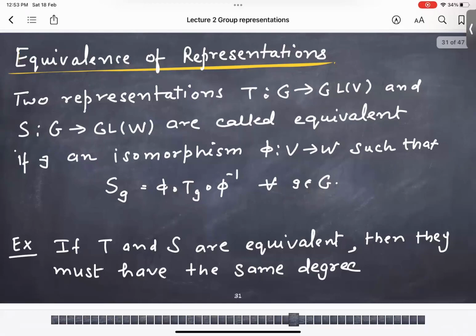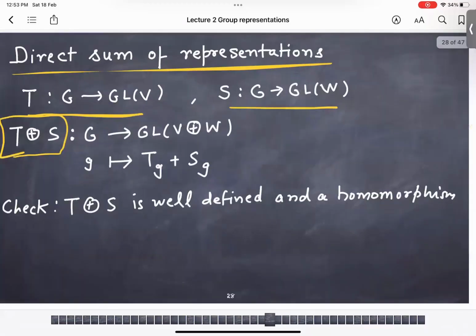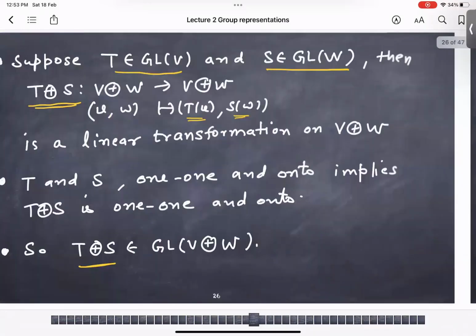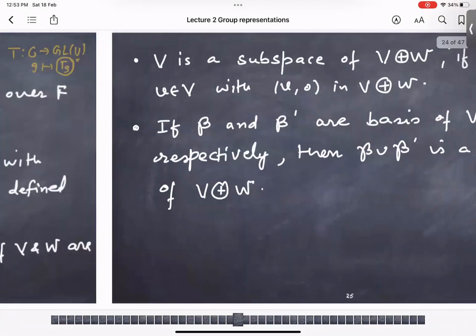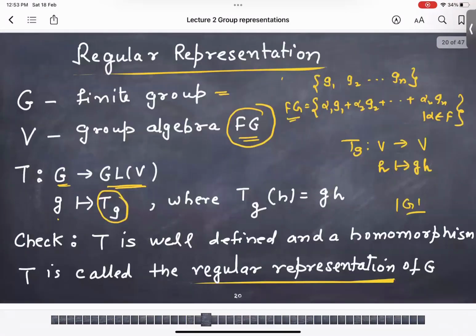Okay. Gurmeet, before that, actually, there is one question from Sirisha. She's asking you to repeat the regular representation. Is it possible for you to explain again? Yeah, sure. She wants the definition, I think, again.